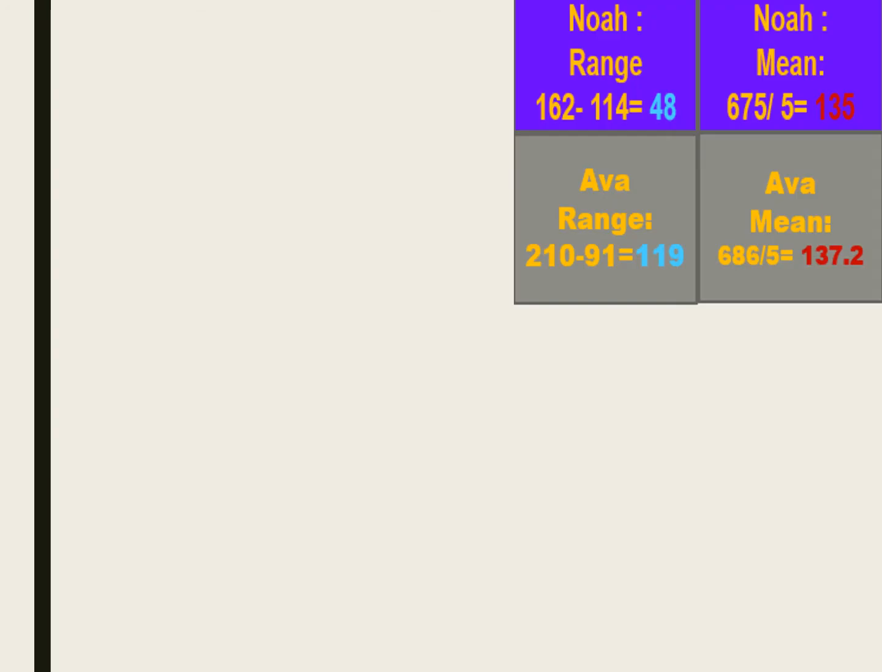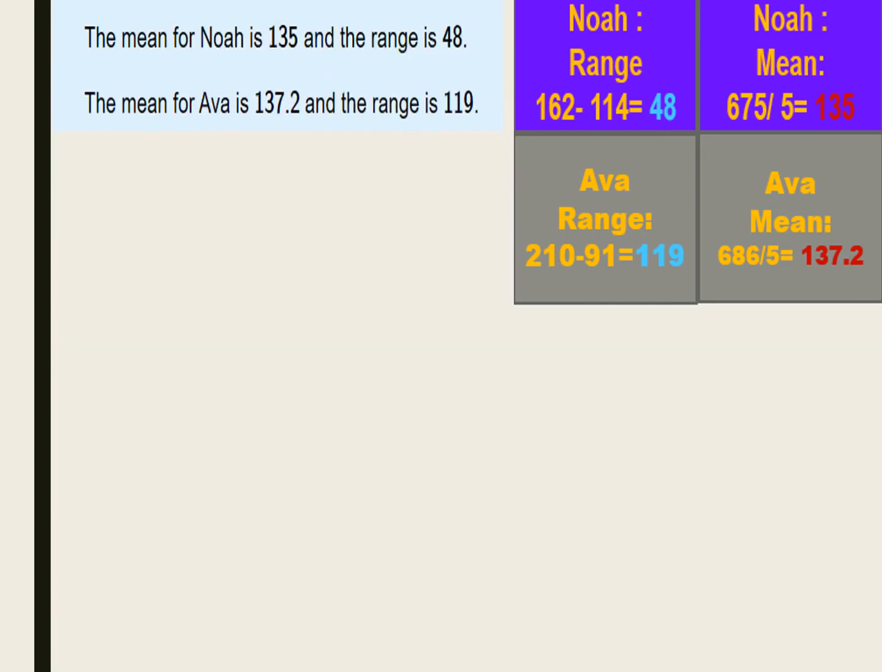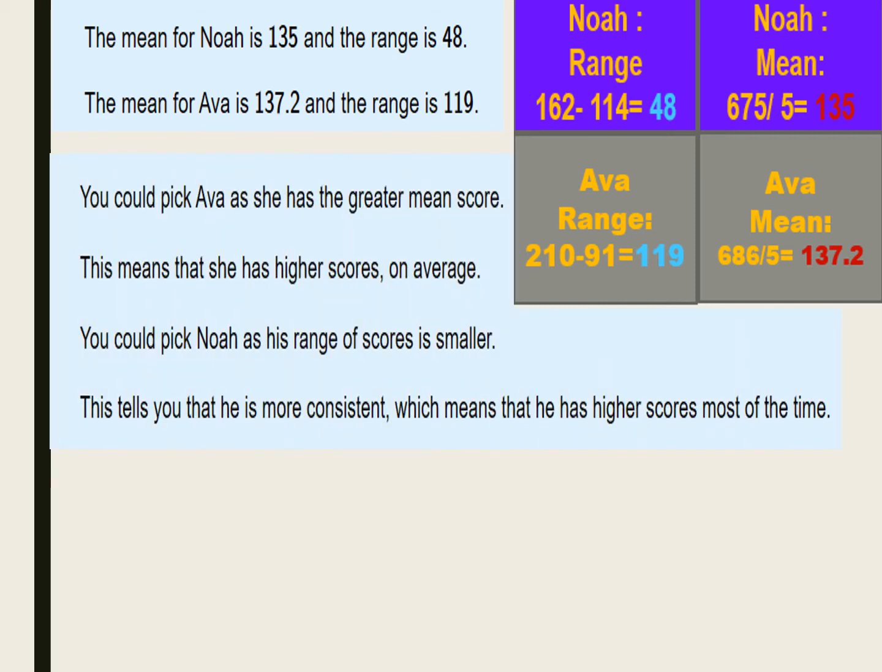So if I want to analyze the results of what I got before, I will look at the mean for Noah, which is 135, and its range is 48, and for Ava the mean is 137 and the range is 119. Now to compare them, I can take Ava. Why? Because she has a higher score. Why does she have a higher score? Because she has the greater mean score, which is 137.2, which means that she has higher scores than Noah.